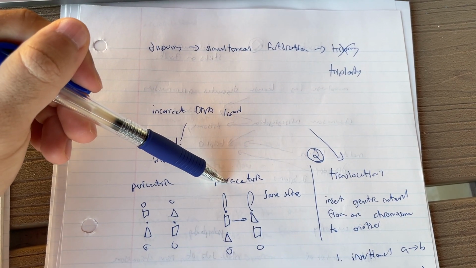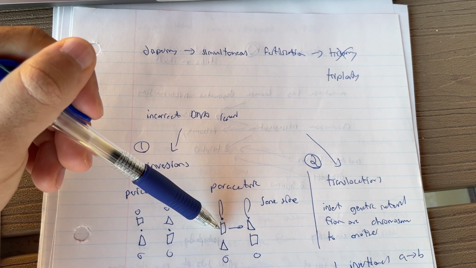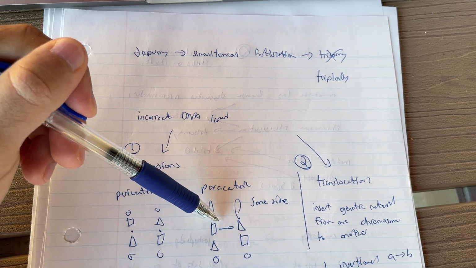Versus paracentric, essentially the Q arm, let's just say this is the Q arm, has stayed on the same side of the centromere, right?